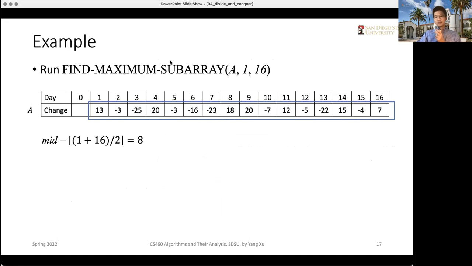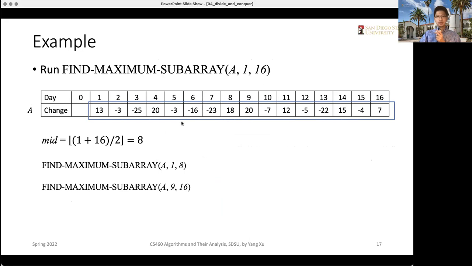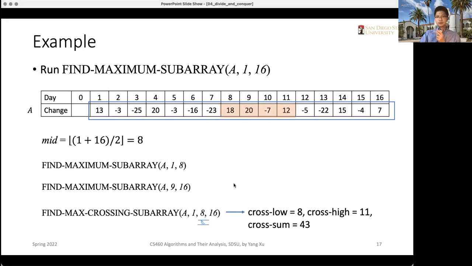So as the algorithm defines, we need to compute the midpoint, which is 8, right? And there will be a first recursive call on the left half from 1 to 8, and the second recursive call from 9 to 16. And the third call is the crossing sub-array call, given this midpoint, given this index A at the midpoint. Okay, so now on this page, let's focus on the third case. This is something we can quickly find. So the midpoint is 8, right?